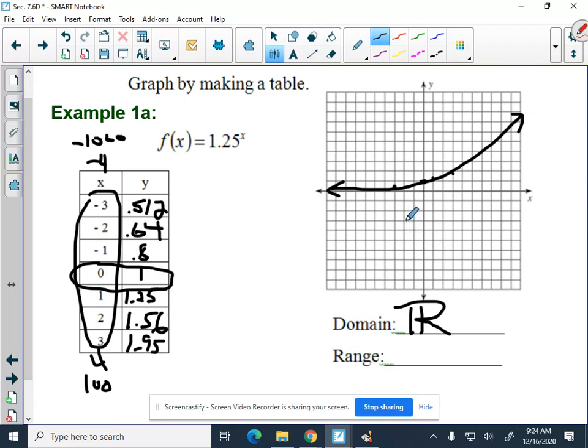But the range, this graph will not go below this line, and this line would be the line of y is 0. So y has to be greater than 0 because all the y values, the line never goes below the 0 mark. It never goes underneath it. So y is always greater than 0 is our range.